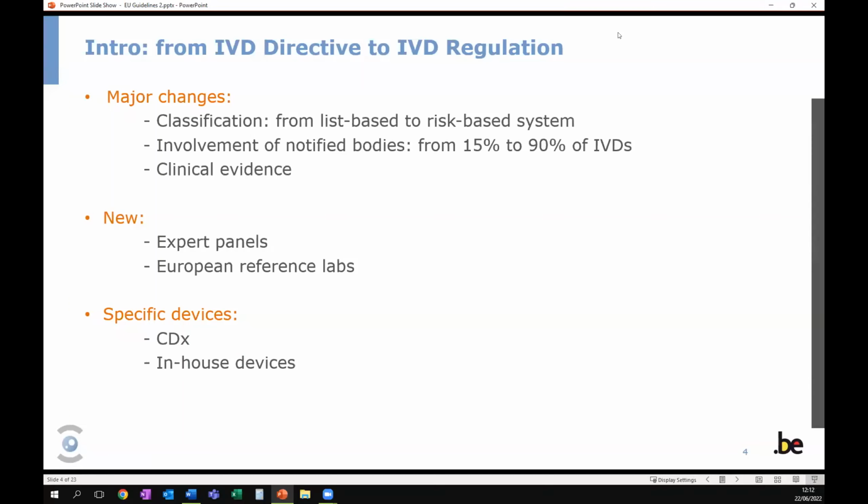So in addition to that, there are some really new aspects. For instance, we now have an IVD expert panel, and we will have in the near future European reference labs that will check the performance of Class D devices before they can be placed on the market. But also afterwards, these labs will perform tests on batches of manufactured Class D devices. And then finally, there are some special rules regarding companion diagnostics, where now the Medicines Agency is involved. And there's also new rules regarding in-house devices, to which I will come back later.